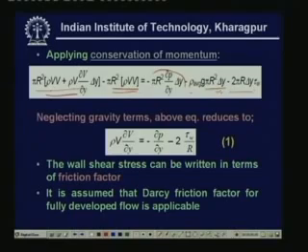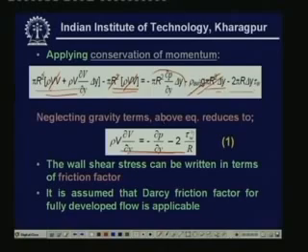Okay. Now, if you neglect the gravity term, because this term is normally very small compared to the other terms, you can neglect it. When you manipulate this equation, you find that the pi r square term gets cancelled, and this term gets cancelled here with this term. So finally you get this equation. This is the equation for the conservation of momentum for the control volume.